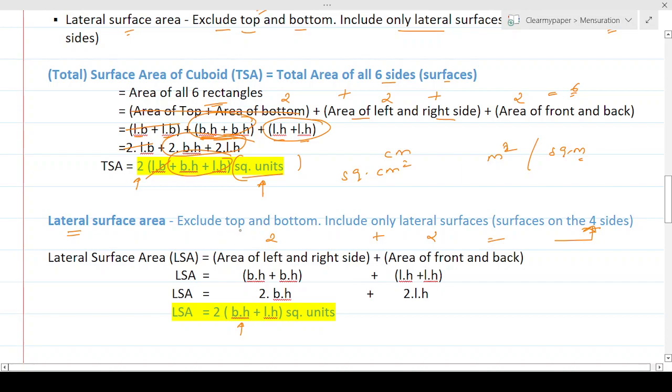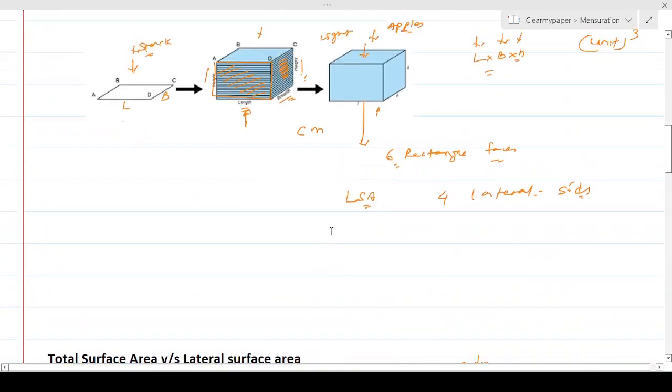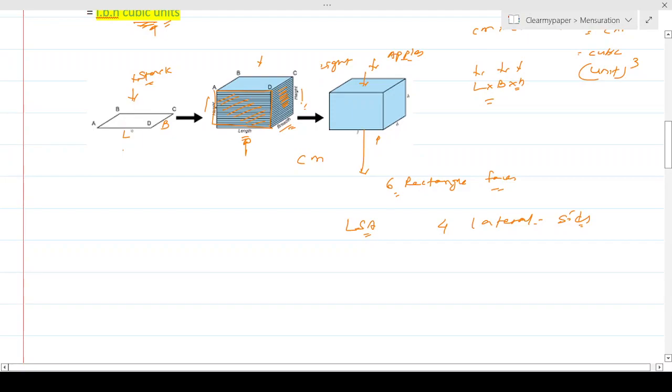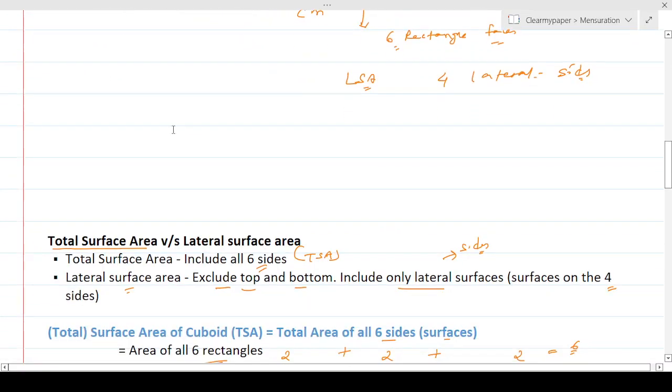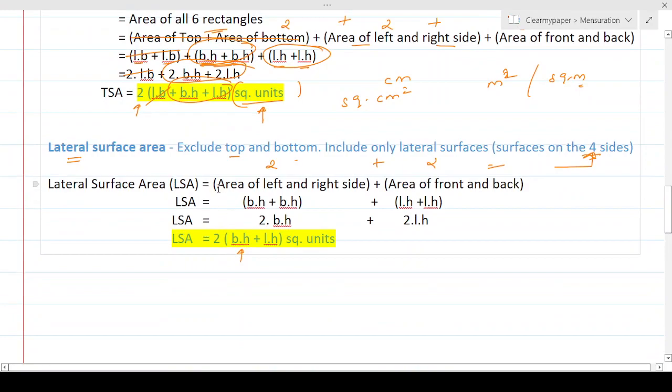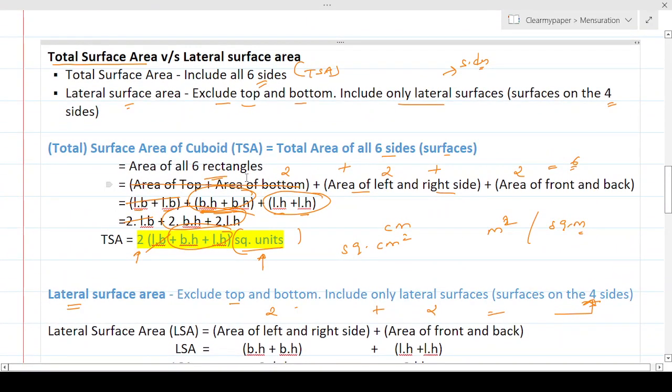Excluding the top and bottom, if you assume that this is the bottom, then the length and breadth will go away. Based on how they ask in the exam, just figure out what is the top and what is the bottom. Don't worry about what is length, breadth and height, because this can keep rotating. Just focus on how they have given the dimensions, and think about top and bottom, 2 sides, and front and back, and calculate based on that. Lateral means no top and no bottom, and total surface area means all the 6 sides.